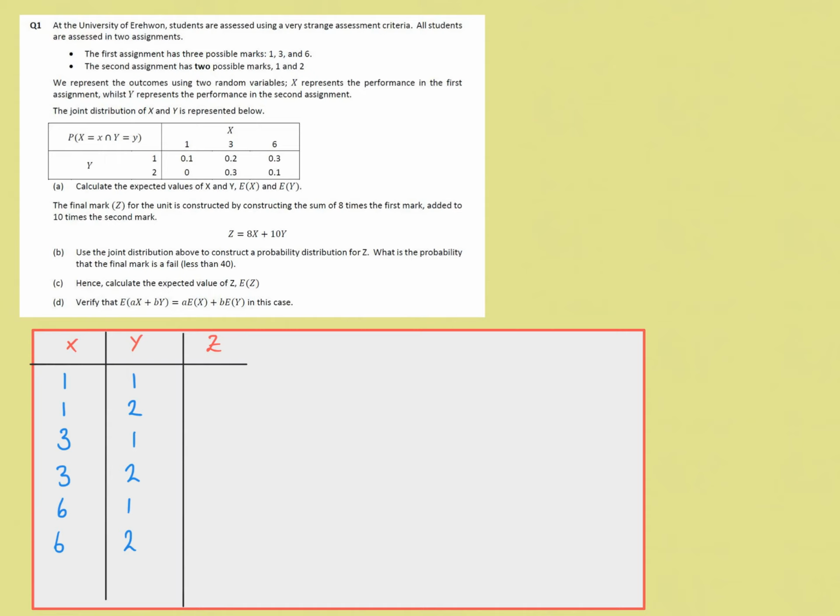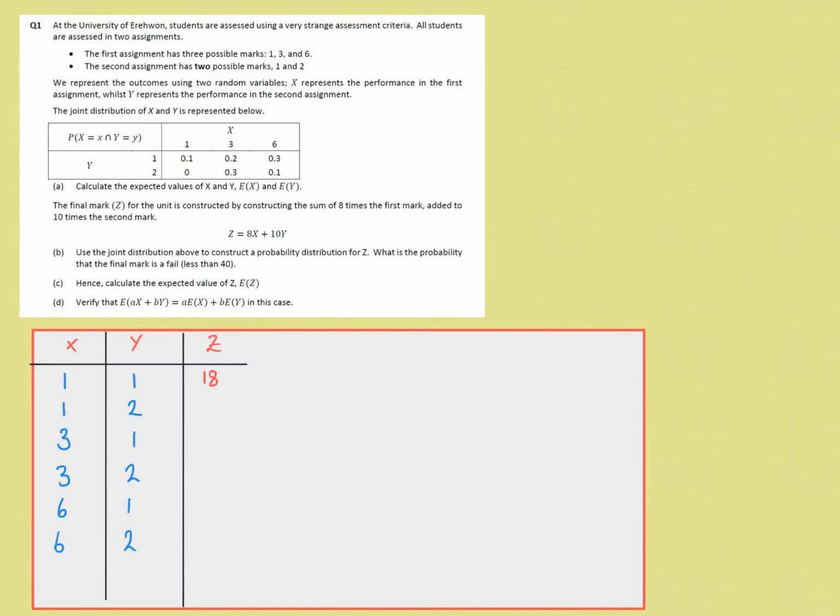So we need to consider each possible outcome of x and each possible outcome of y, so we can consider our 6 outcomes. When x is equal to 1 and y is equal to 1, we calculate our final score by taking 8 times x, add that on to 10 lots of y, so 8 lots of 1 times by 10 lots of 1 is going to give us a score of 18.